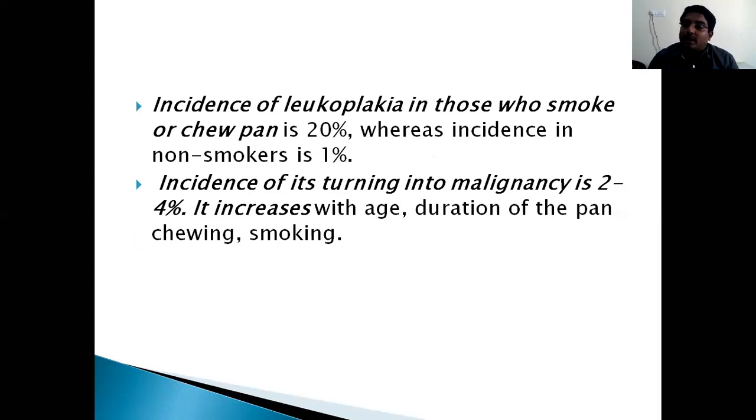See, leukoplakia, how much does it turn into malignancy? It is 2 to 4%. The incidence in smokers and pan chewers is 20%. In non-smokers, it is 1%. The incidence of turning to malignancy is 2 to 4%, and it increases with age, duration of pan chewing, and smoking.